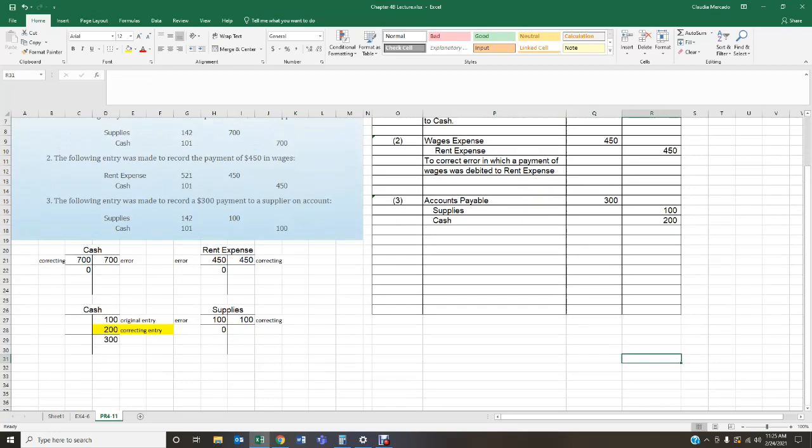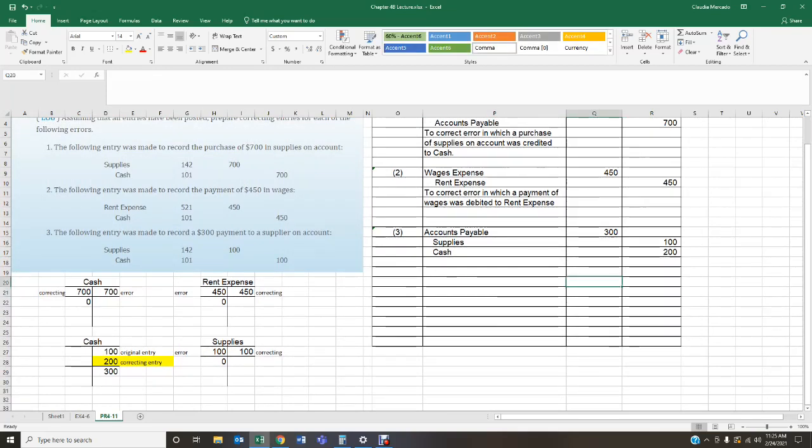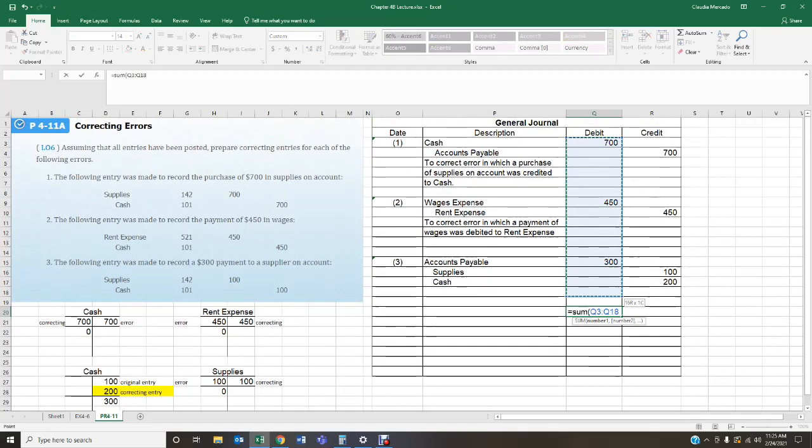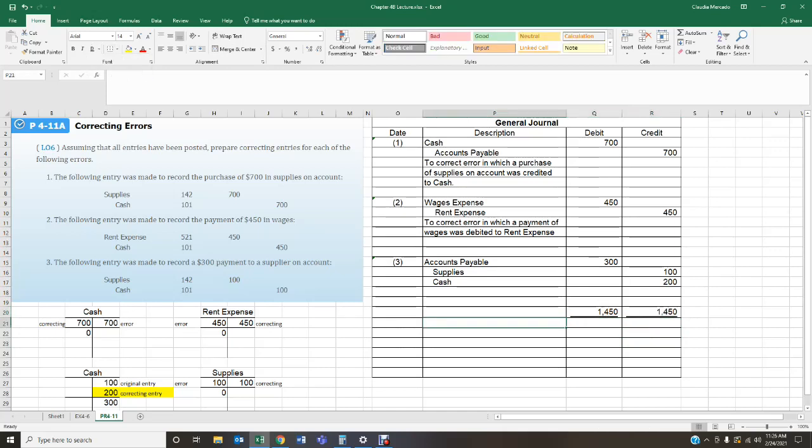Remember, when you are doing any type of transaction in your journal, I always want to make sure that my debits equal my credits. So I always add up my debit and credit column and make sure that my debits equal my credits. In accounting, debits must always equal credits. If they don't, then that means there's some kind of mistake somewhere. We need to go back and fix it.